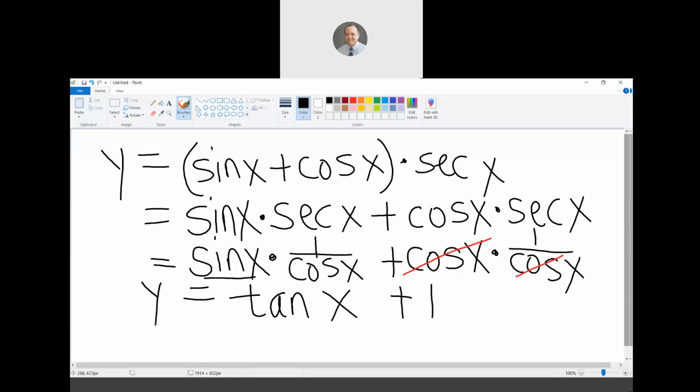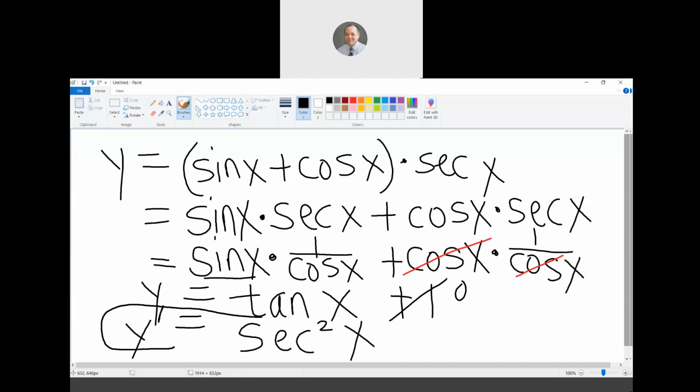Now we're ready to take our first derivative. So y prime is equal to the derivative of tangent x, which is secant squared x, and the derivative of positive 1 is 0. So our first derivative is actually just secant squared x.